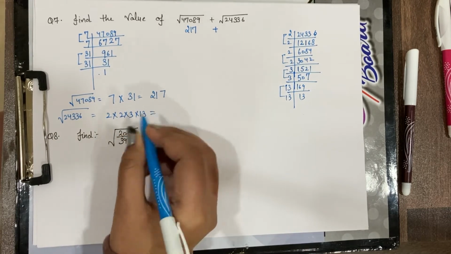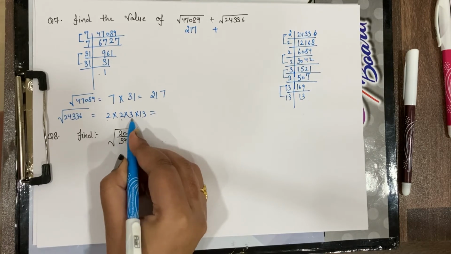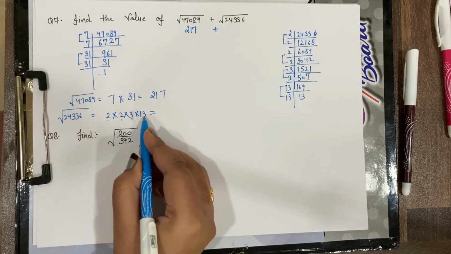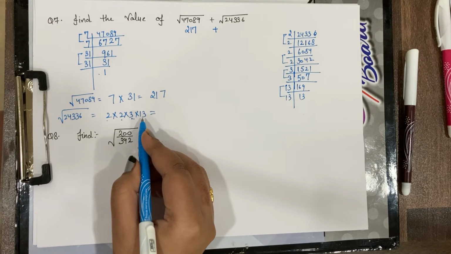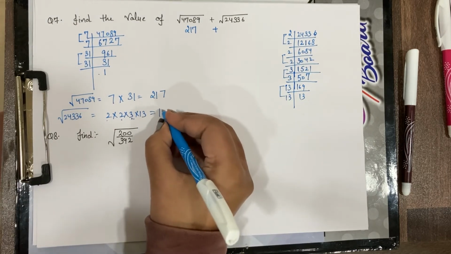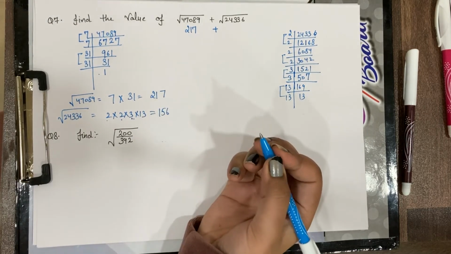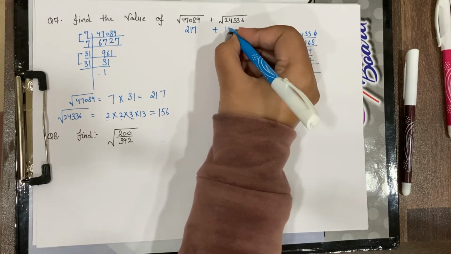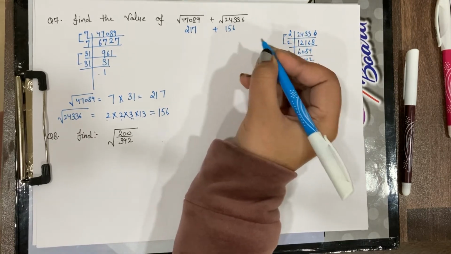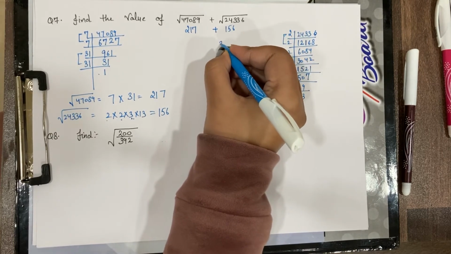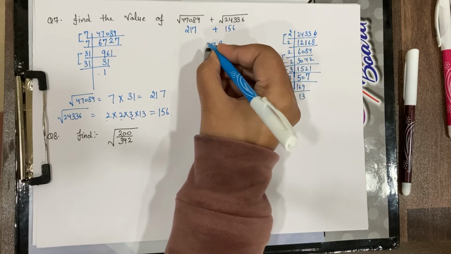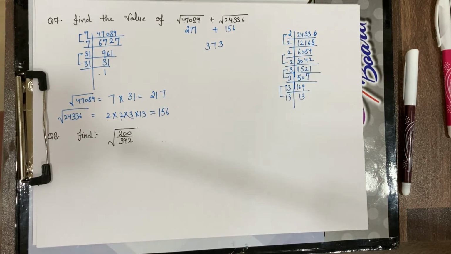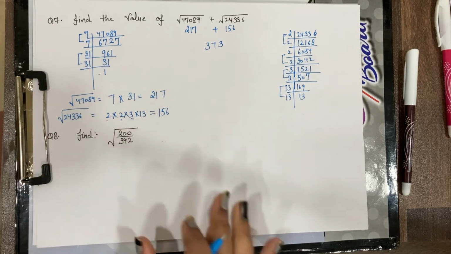2 into 2 into 3 into 13. 2 2s are 4, 4 3s are 12. Multiply 12 and 13, you'll get 156. Bas, add these two numbers, you'll get your answer. 373 is the answer. I hope question number 7 is also clear.